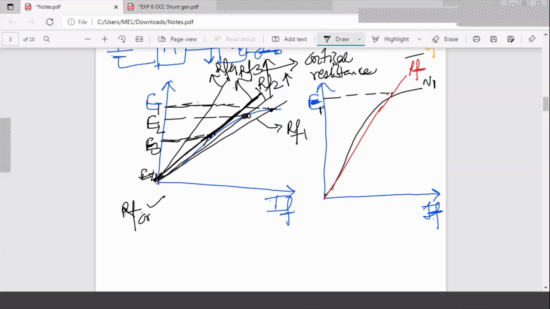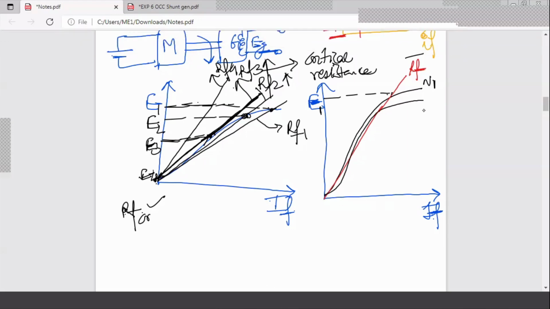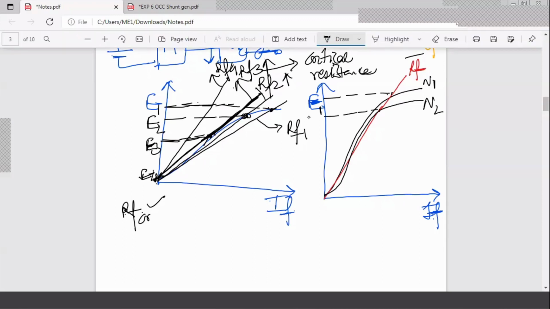So for the second curve, the curve may be something like this at reduced speed N2. Now where is it meeting? This is the field line, you are not changing the field resistance. That means your induced EMF new value will be somewhere here. You can clearly see that when you operate at a lower speed, the generated EMF which you get is lower. E2 is lower than E1.